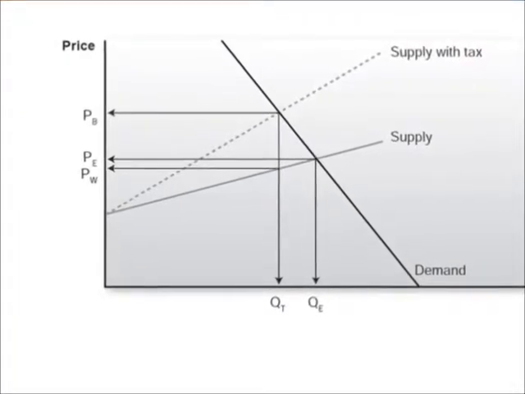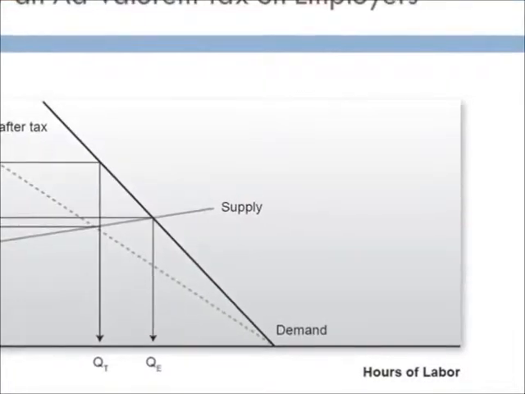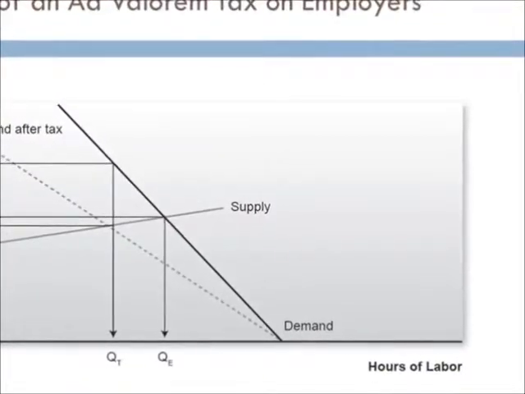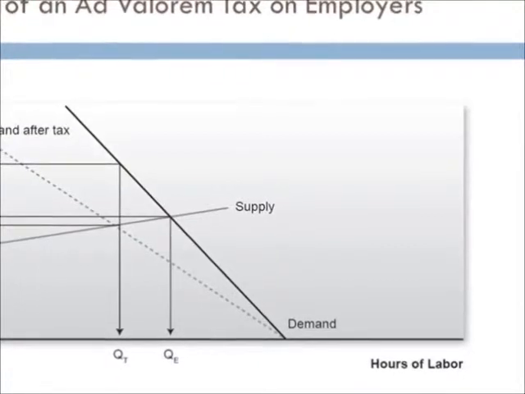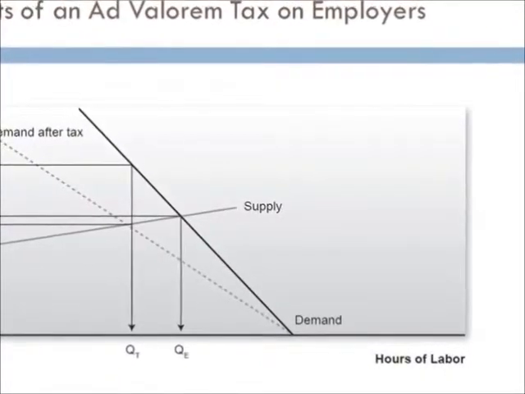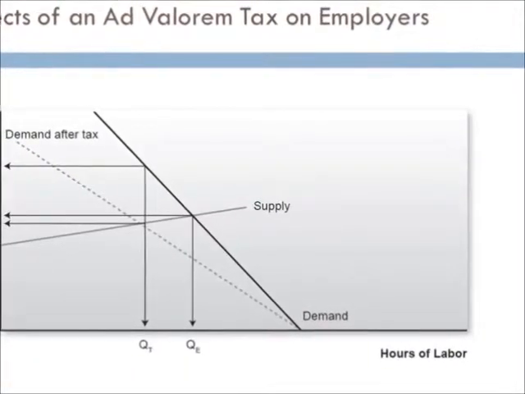And then it adds an ad valorem tax. If you're not familiar with an ad valorem tax, it's a Latin phrase meaning according to value, and it's usually applied to real estate or personal property. But in this case, the book is using an ad valorem tax of 10% applied to the wage rate.